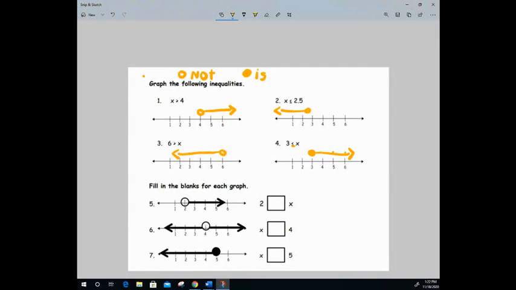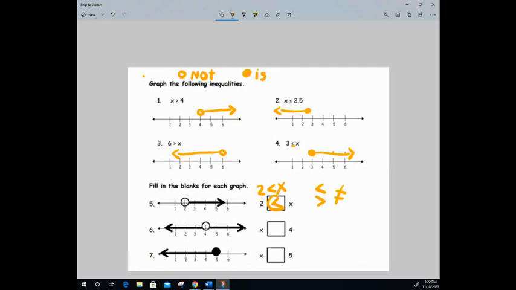Now, for problems 5, 6, and 7, it's showing us a graph. Our job is to write the inequality. So looking at this one, I notice it's an open circle. Anytime we have an open circle, we're dealing with either less than, greater than, or not equal to. So in this particular case, x looks like it's going to be numbers that are larger. So because they're larger, our inequality symbol is going to want to go towards the x. Or you could look at it as Pac-Man. If I were to connect this, you see how it makes a little Pac-Man and it wants to go towards the x? So in this particular case, 2 is less than x.